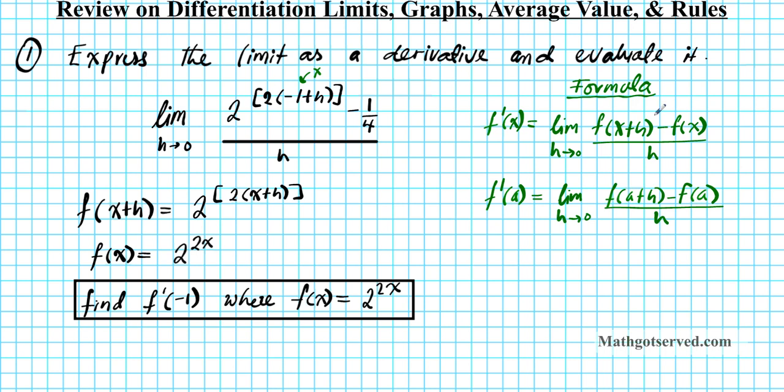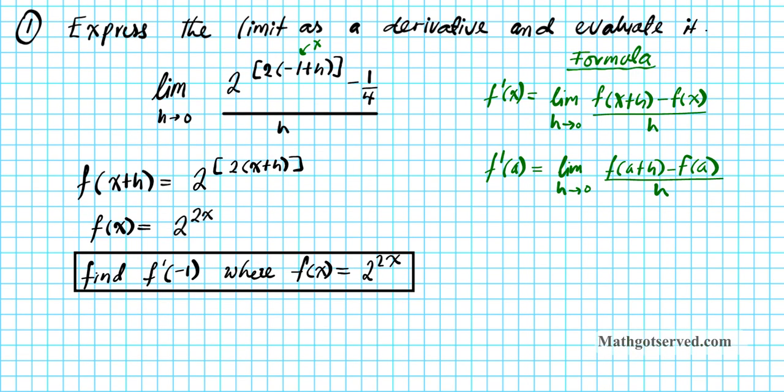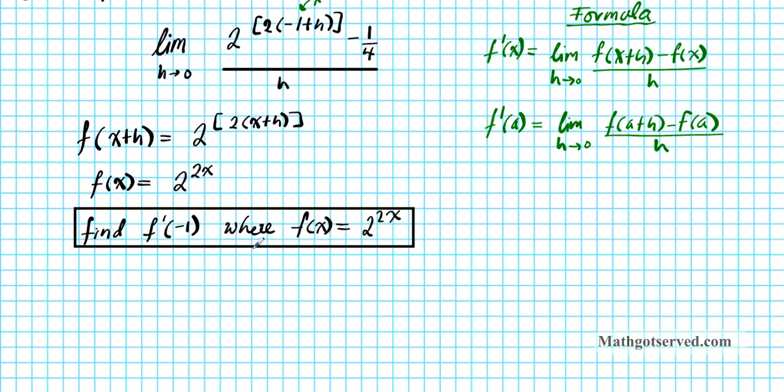The problem also asks us to evaluate the limit, the derivative. So let's find the derivative of this function at x equals negative 1. So to do this, first thing we'll do is differentiate the function, and then we'll plug in negative 1 into the derivative, all right? So the function f of x is 2 raised to the 2x.